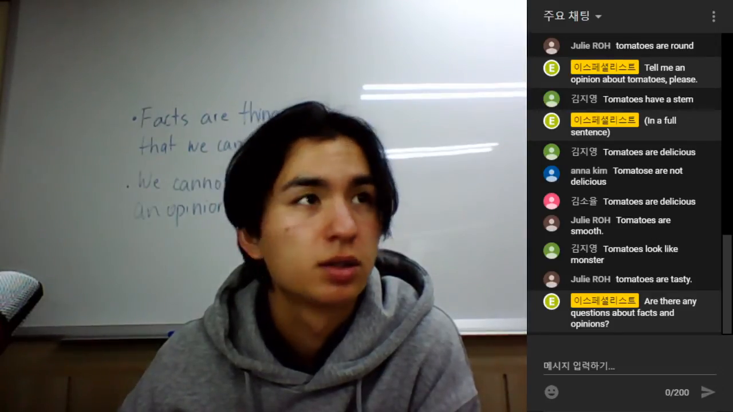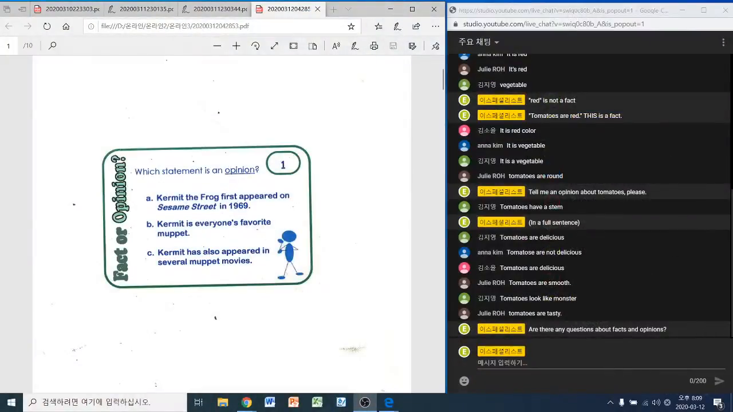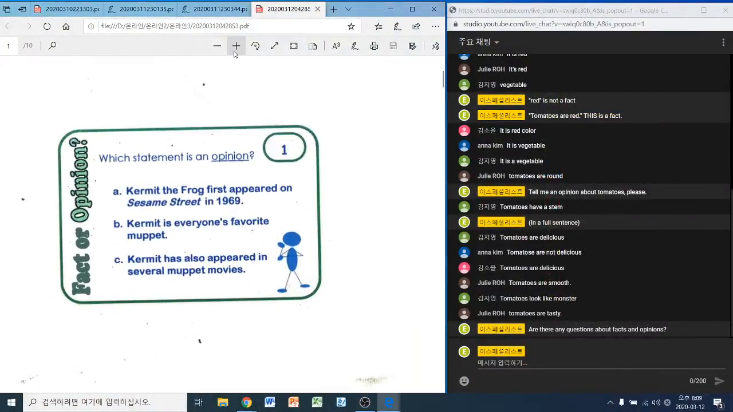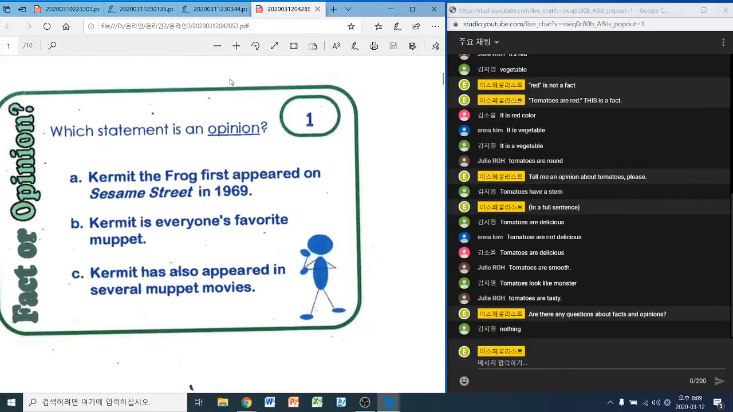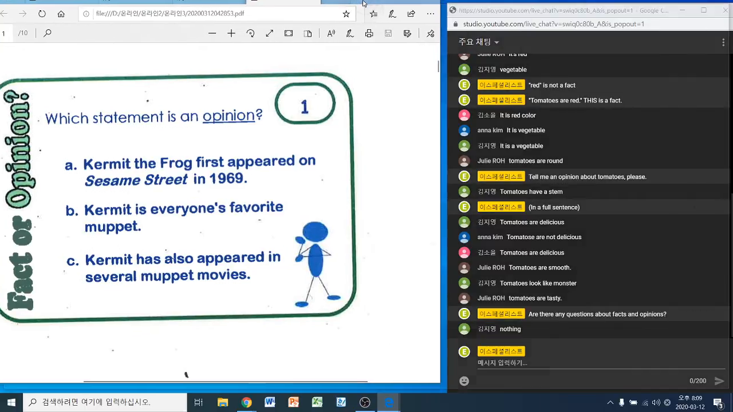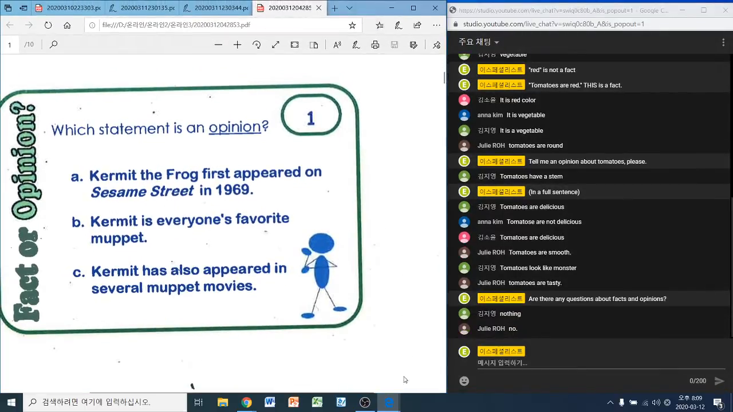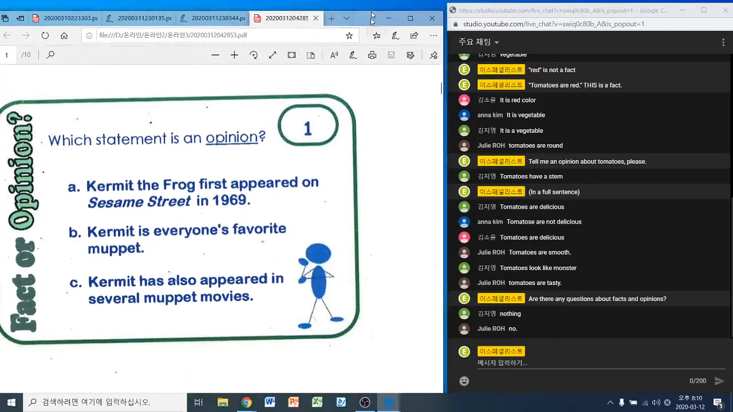How do I switch this? Here. Now, you look here. I'm going to zoom in. How can I scroll to the side?